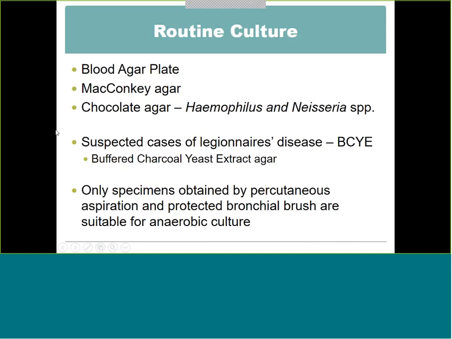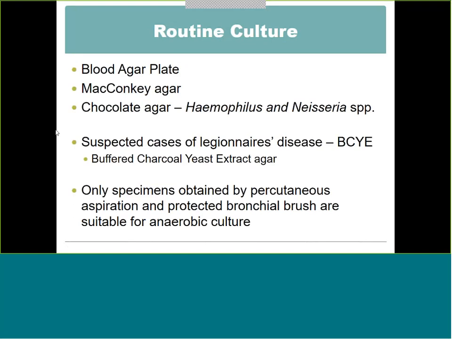All right, as far as what cultures or agar plates we're going to set it up to, of course, blood agar, because blood agar grows pretty much everything. And of course, chocolate agar. Chocolate agar grows our fastidious organisms that are a little picky. And because Haemophilus is such a big cause of pneumonia, and even Neisseria, looking for it sometimes, we want to grow chocolate agar because that'll help grow those out.